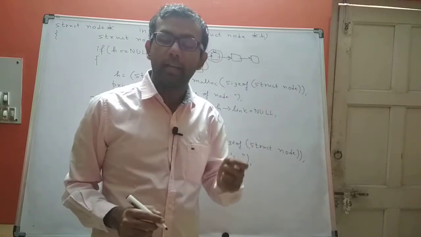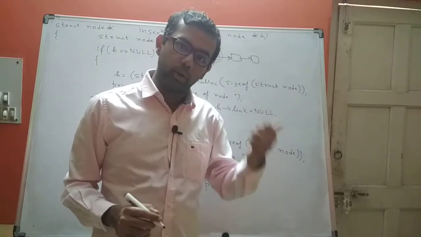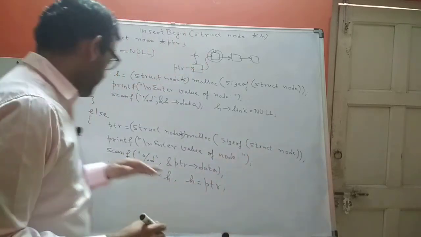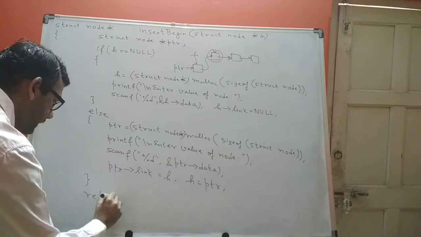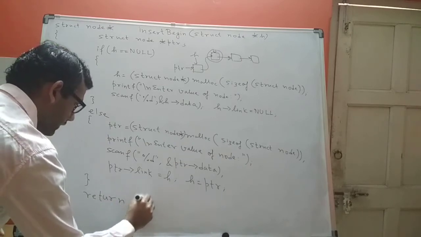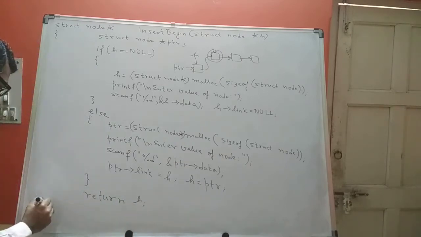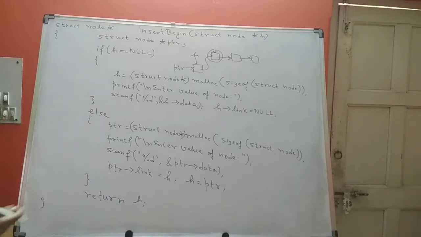So how do I do that? I need to return the head pointer. If I return the head pointer, then the newly formed linked list will be reflected in the original function. So I say return H, and this will bring an end to my function.